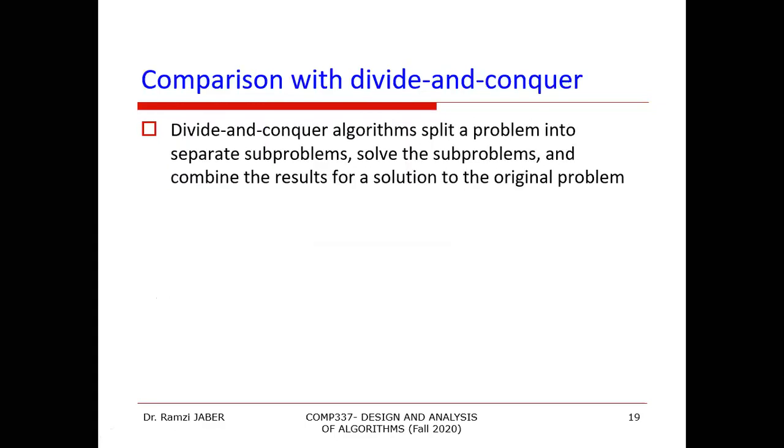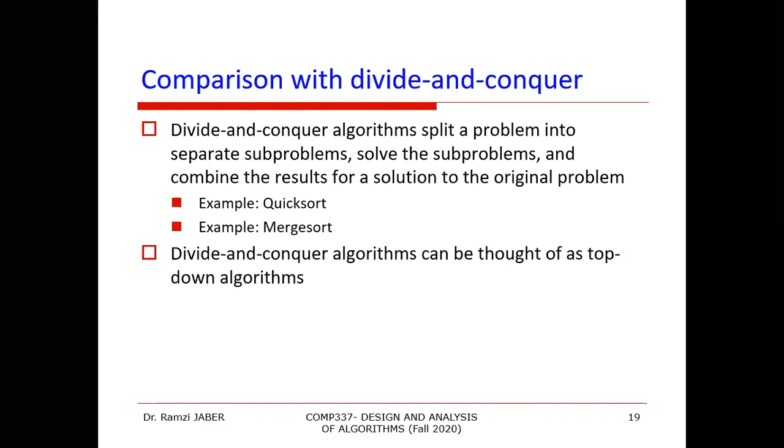Okay, let's continue. Comparison with divide and conquer. Divide and conquer algorithms split a problem into separate subproblems, solve the subproblems, and combine the results for a solution to the original problem. Examples are quicksort and merge sort. A divide and conquer algorithm can be thought of as a top-down algorithm.